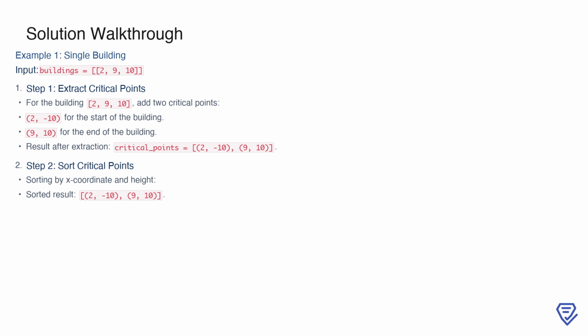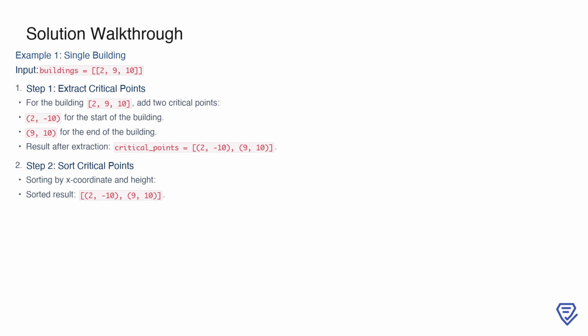The first step is to extract the critical points, which represent where the building starts and ends. For the start of the building, we add the point (2, -10), where the negative height indicates the beginning of the building. For the end of the building, we add the point (9, 10), where the positive height signifies the end of the building. After extracting these points, the result is critical_points equals [(2, -10), (9, 10)].